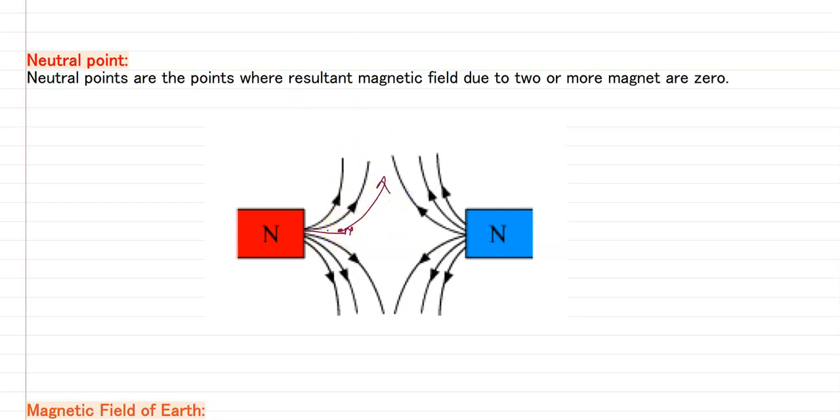And we get a point where the net magnetic field is zero, because the magnetic field due to the left north pole and the magnetic field due to the right north pole are equal and opposite in direction. Then this point is called the neutral point.